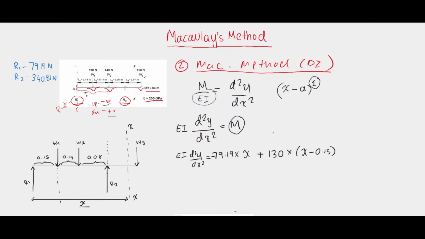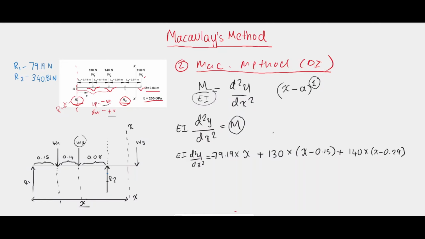Okay, so the next one is W2. And W2 is also acting downward, so it'll be positive. So it'll be plus 140 times the perpendicular distance between W2 and the pivot. x is the entire length of the beam, x minus this distance here. So minus 0.5 plus 0.14, that is 0.29. So we can write 140 times x minus 0.29.